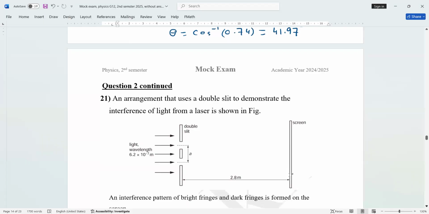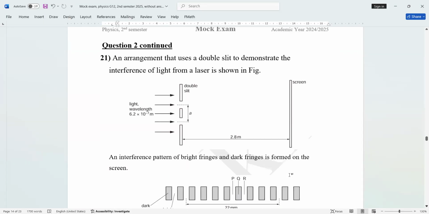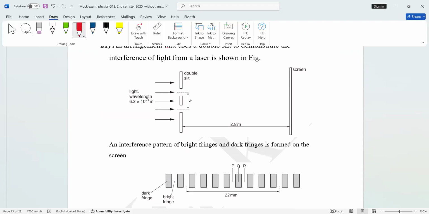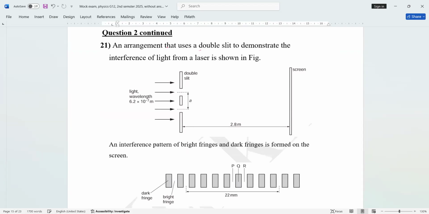This part is about Young's double slit, an arrangement that uses a double slit. Remember the equation that we can use when we say double slit: lambda D equals a x. This is the Young equation. The interference of light from a laser is given.